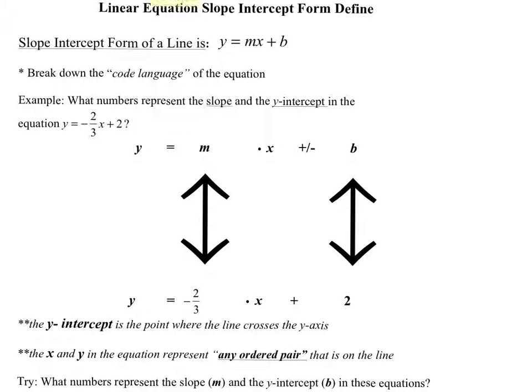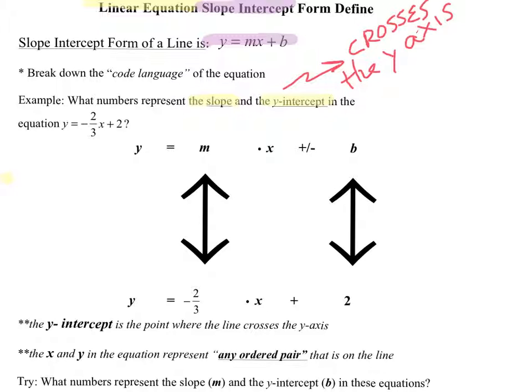Today we're going to talk about linear equations in the slope-intercept form. The slope-intercept form of a line is written as y equals mx plus b. We need to break this down to see which numbers represent the slope and which represent the y-intercept in this formula. This equation will draw a line that is straight, and it will cross the y-axis at some point. The point at which our line crosses the y-axis is known as the y-intercept.